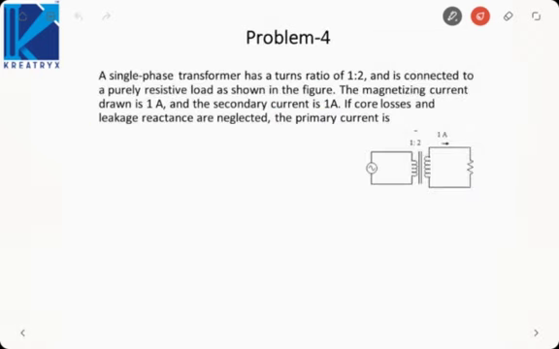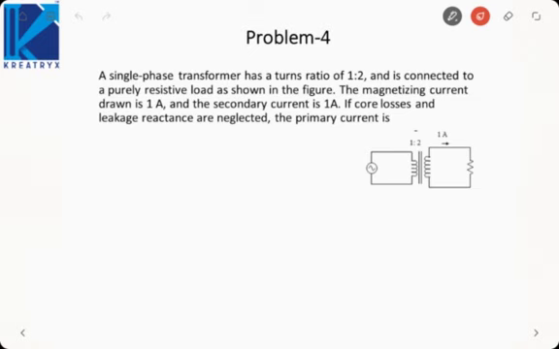In our next problem, it is given that a single phase transformer has a turns ratio of 1:2. It is connected to a purely resistive load as shown in the figure. The magnetizing current drawn is 1 ampere. The secondary current is 1 ampere. If core losses and leakage reactance are neglected, what is the primary current?